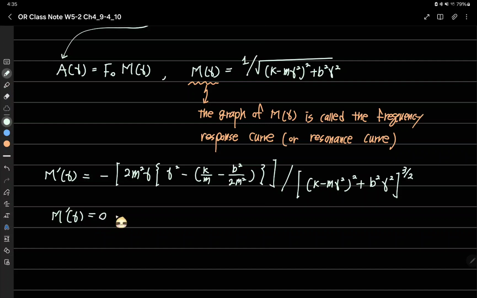To find the critical point, we set M prime equals 0. What is the solution to this equation? The solution must satisfy the numerator equals 0, right? Then gamma must be 0, or gamma squared is equal to that, which means the solutions are 0, or gamma equals the square root of k over m minus b squared over 2m squared. Here we drop a negative sign actually.